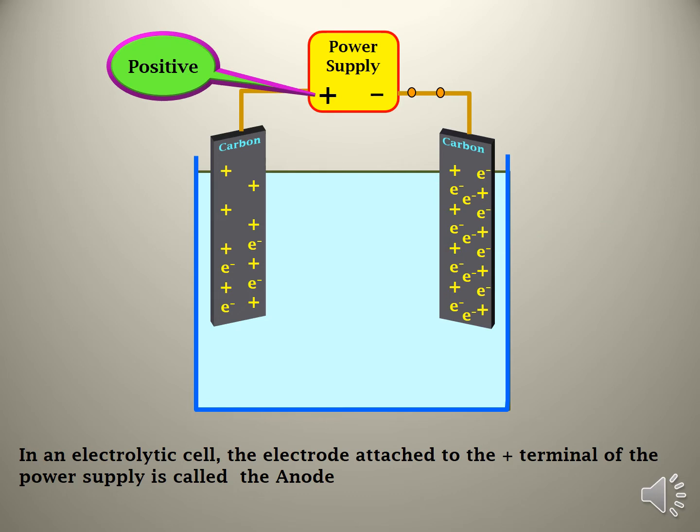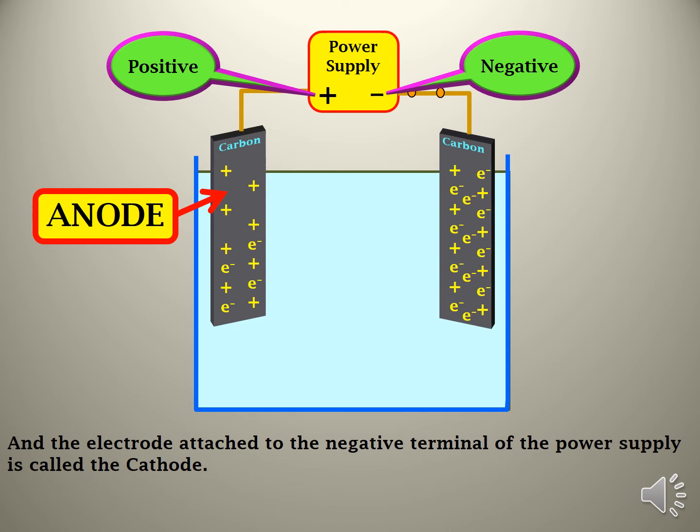In an electrolytic cell, the electrode attached to the positive terminal of the power supply is called anode, and the electrode attached to the negative terminal of the power supply is called cathode.